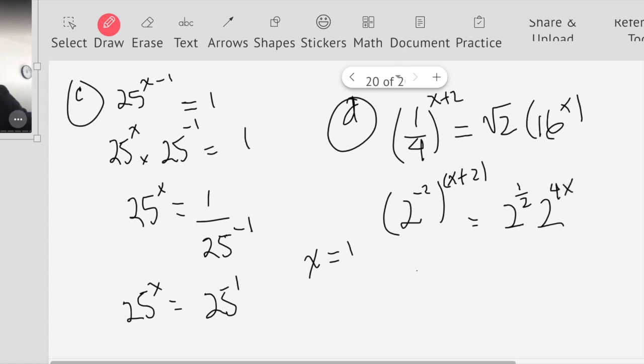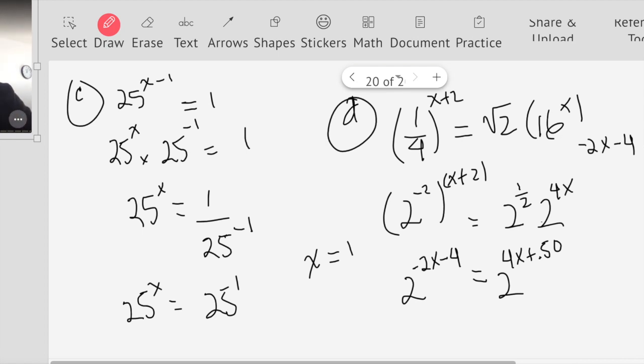I can go ahead and combine these and I get 2^(-2x-4) equals 2^(4x+1/2). Same base, so I can set the exponents equal to each other and solve for x. So I get negative 2x minus 4 equals 4x plus 1/2.